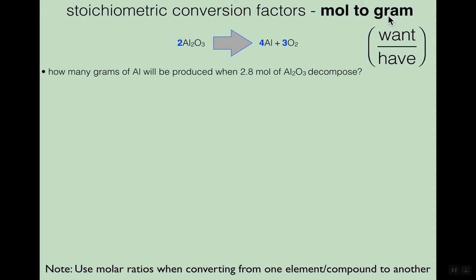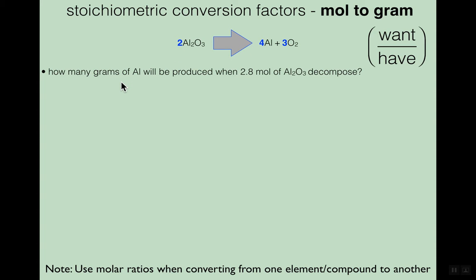We're going to use the same equation that we used in the molar ratio video, of the aluminum oxide decomposing into the aluminum and the oxygen. Remember these blue numbers, those are your coefficients, and those are your recipe numbers. So if I have 2 aluminum oxides going in, they're going to break down into 4 aluminums and 3 oxygens, and those numbers are what's going to be used for your molar ratio. So here's our first problem.